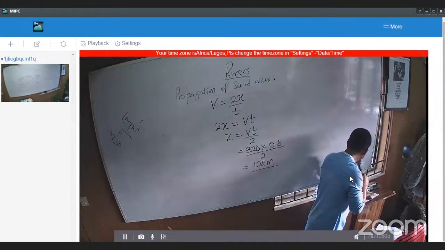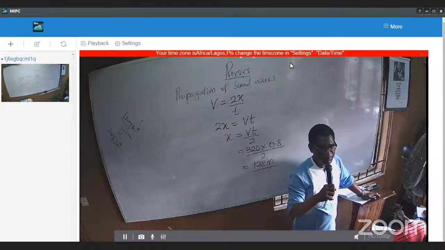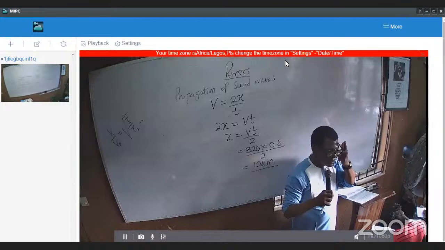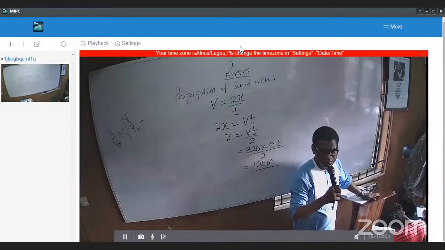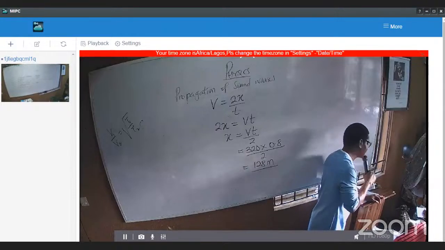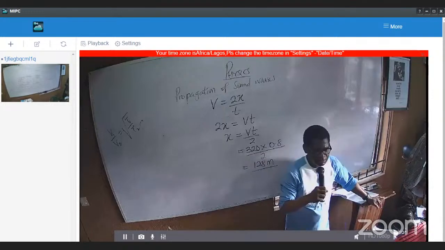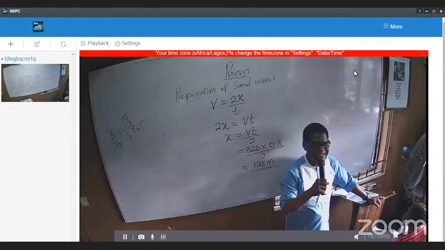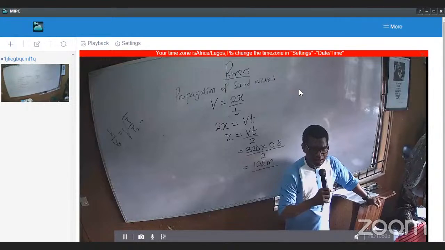Calculate the distance of the observer from the cliff. In brackets, speed of sound in air equals 330 meters per second. Class work.